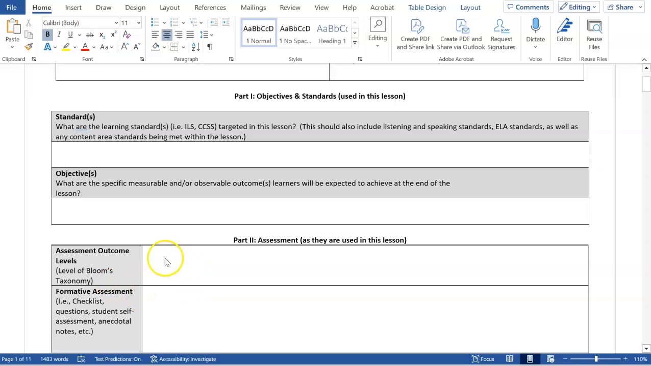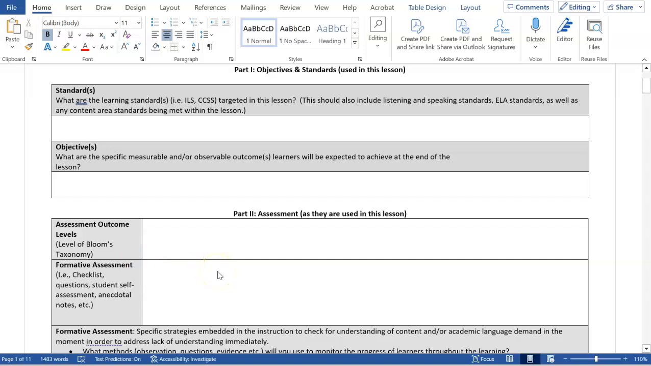You also, on your Standards and Objectives assignment, identified the level of Bloom's taxonomy for the lower levels. Remember, that's either remember, understand, or apply. So here you literally just will type remember, understand, or apply. So that's all that goes in this section right here.